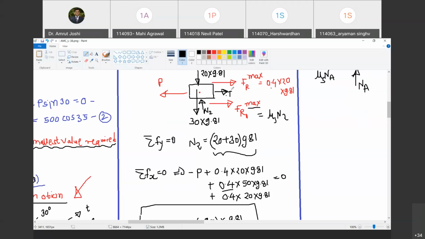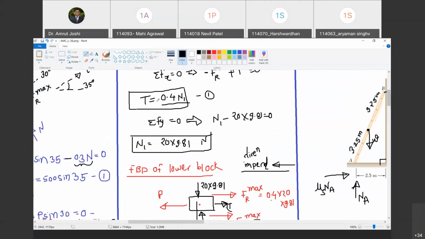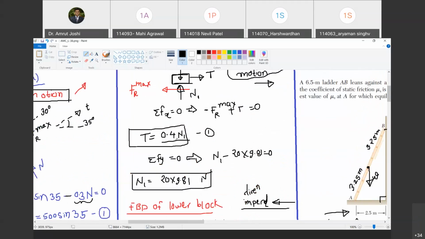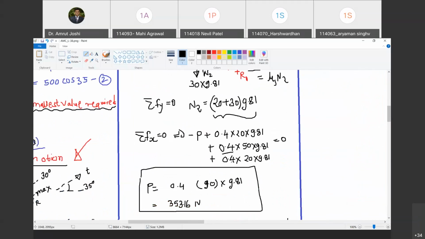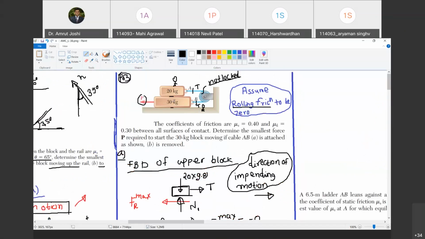Yes, sir. And then we have to also write down T. So what is the value of T? Value of T is already established here. It is 0.4 into 20 into 9.81. Happy? Yes, sir. This must be equal to 0. So if you simplify, you get P as 353.16 Newton. So for any value of P slightly greater than 353.16 Newton, the block of 30 kg is going to commence its motion towards left. Happy?